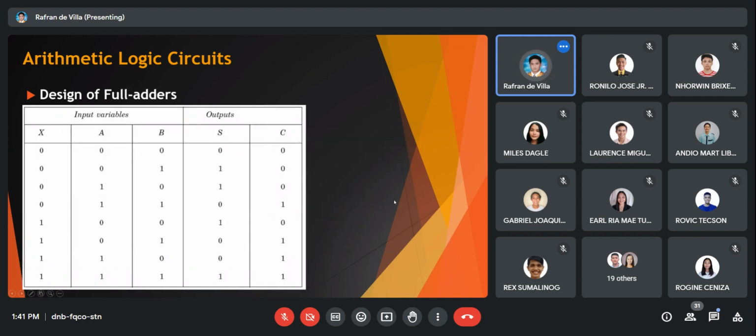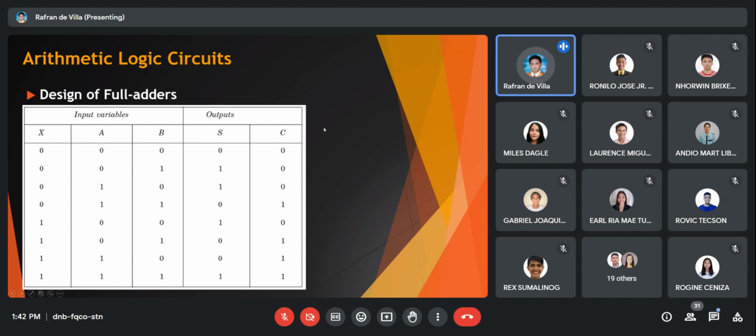Now let's look at the design of a full adder. Okay. Now the full adder, if you look at it guys, consists of basically three inputs. So you have your A and B here. Let's say A is the addend or augend and B is the addend. And what is X? What could X be?